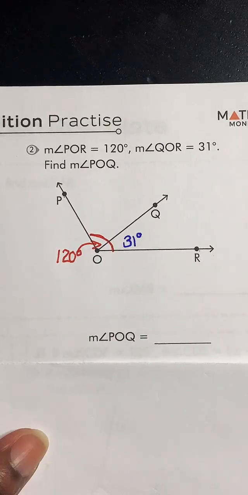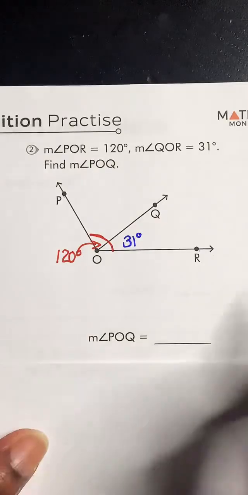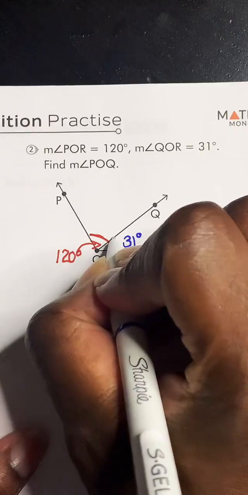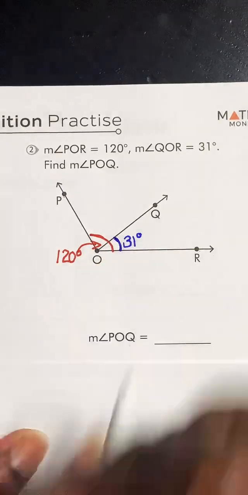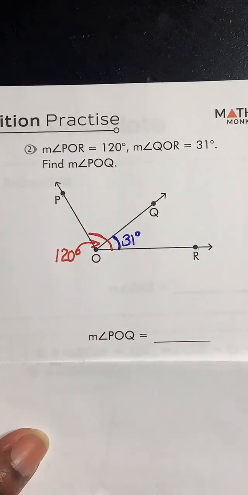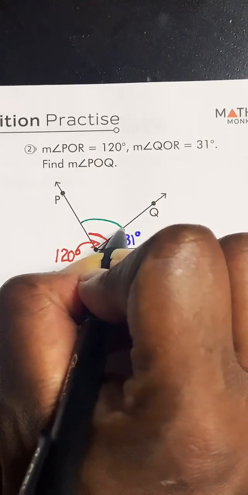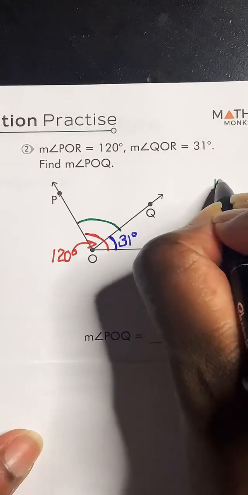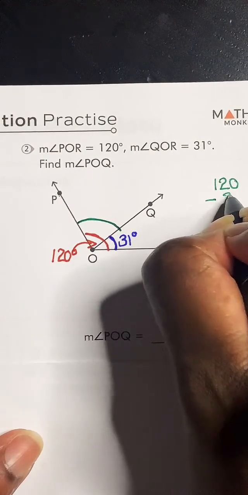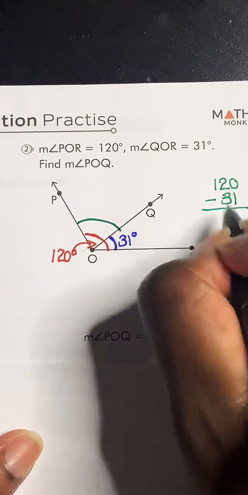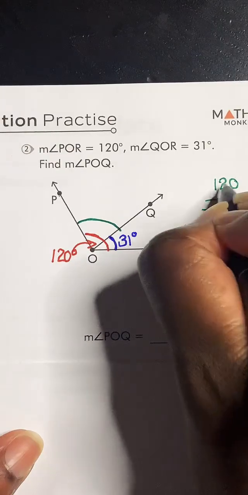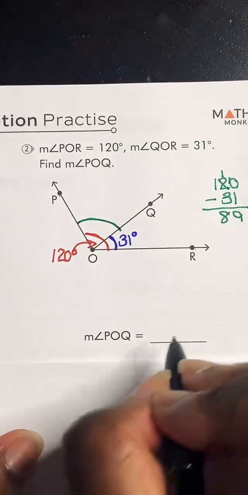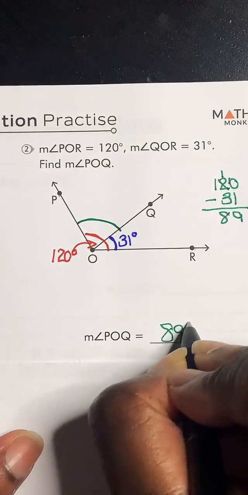Okay, so if the whole angle is 120, just this part right here is 31, and we're looking for this angle right here. So you're taking your 120 minus your 31, which gives us, because we have to borrow to make that into a 10, 89 degrees.